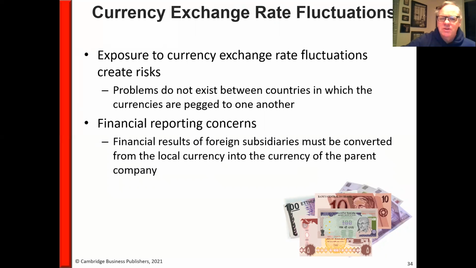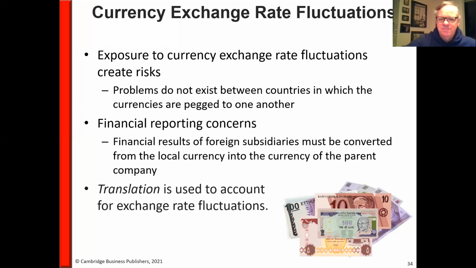So the financial results of the subsidiaries have to be converted from the local currency to the currency of the parent company. And depending upon which way it goes, whether the dollar strengthens or the dollar weakens, you're going to have either a gain or loss. The term we're going to use is translation, and we're going to account for this. We're going to have an exchange gain or loss, and this is going to flow through that other comprehensive income account. So again, remember this when you do the first discussion question in terms of what might be in that other comprehensive income.